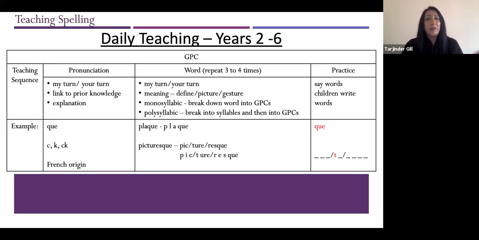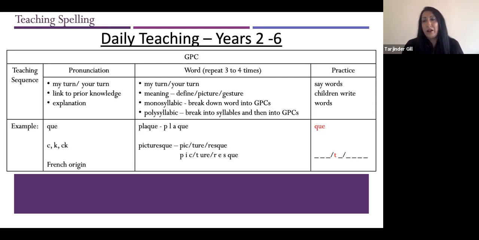Then, depending on whether it's monosyllabic or polysyllabic, you get the children to look at the number of syllables and then break it down. If it is monosyllabic, you would just break the word into its grapheme phoneme correspondences. If it's polysyllabic, and this is where I can honestly say that I wasn't particularly good at teaching these types of words, you break it down into the syllables, and then you break those down into their grapheme phoneme correspondences. And again, this might initially be a bit more of a laborious task while you're teaching the children and starting to do it yourself, but over time it becomes quite quick fire, and the children are very good at this anyway.